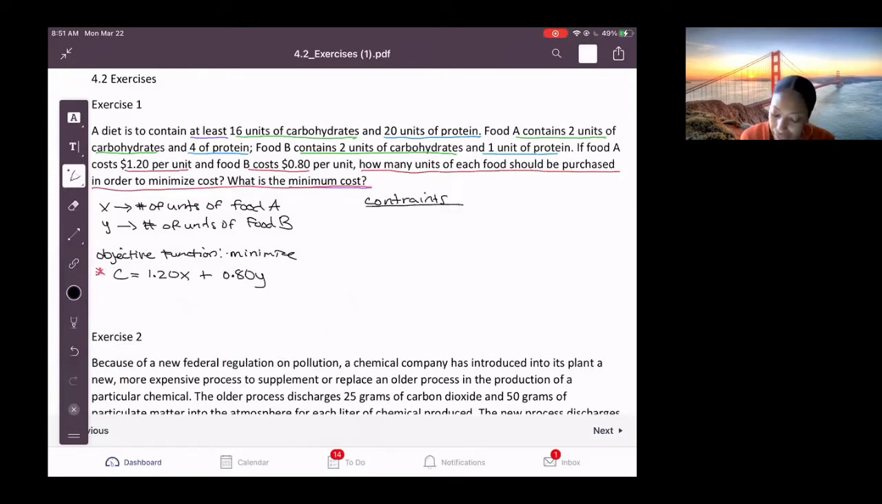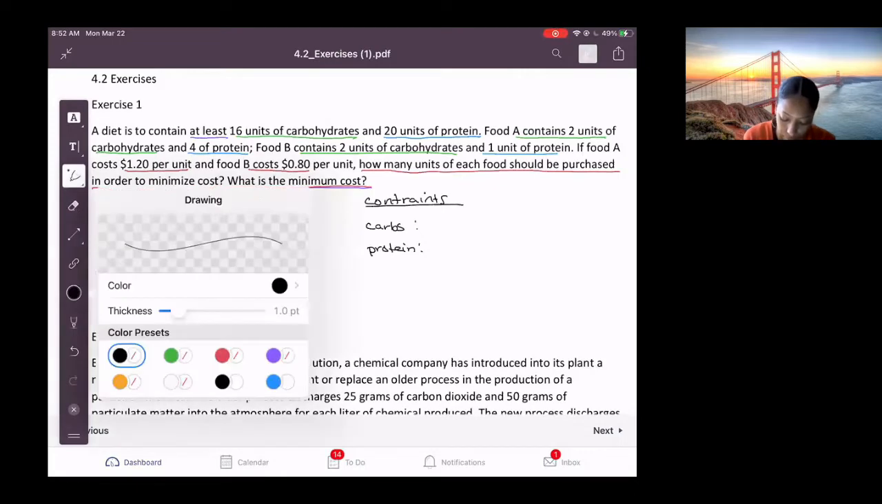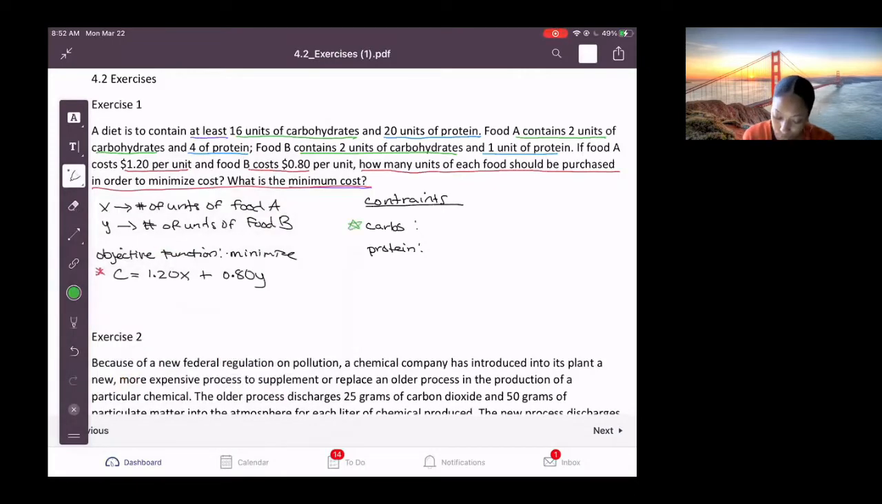We should have an inequality for each of the constraints. The first one is going to be on carbs. I can write a little neater than that. And the second constraint is for the protein. And we want to write out inequalities to represent how many carbs and how much protein we can have based on the information that's given here. So starting with the carbs, we're going to use the green underlined information. I'll put a little green star here so we know what information we used.